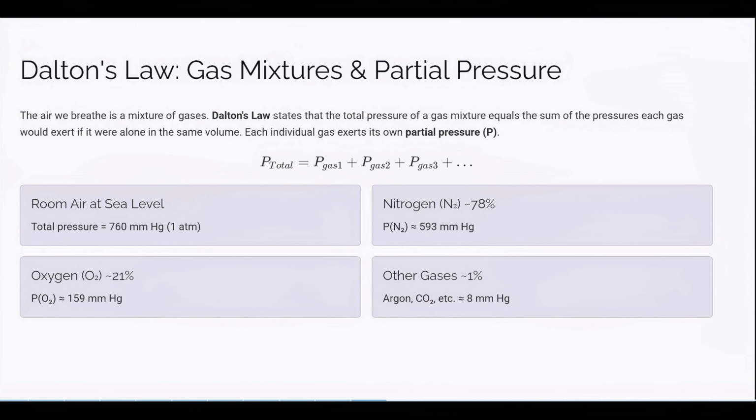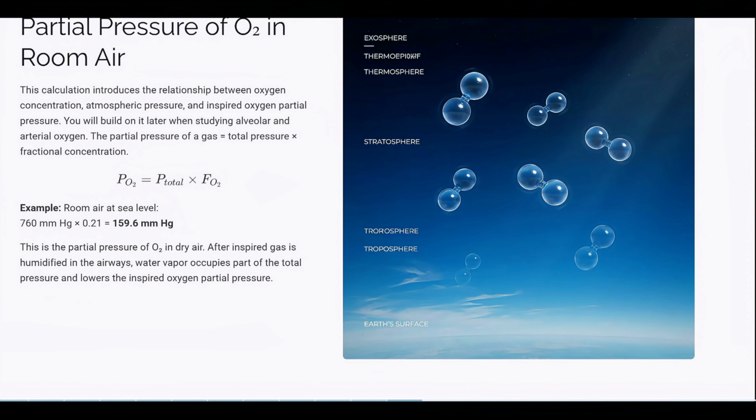The gases share the total, but every one of them keeps its own number. And that's your answer to the opening question. For gas movement across membranes, partial pressure gradients matter more than percentages alone. So let's put a number on it. The rule is short. The partial pressure of a gas equals the total pressure times its fractional concentration.